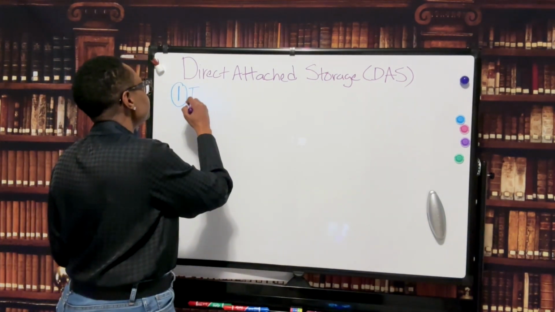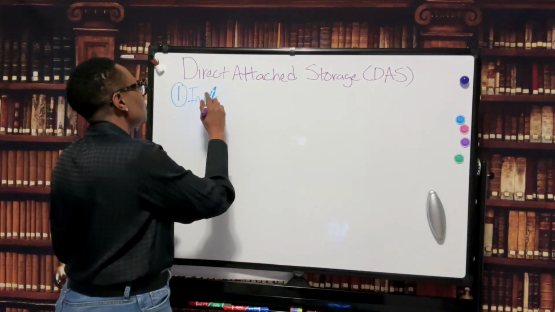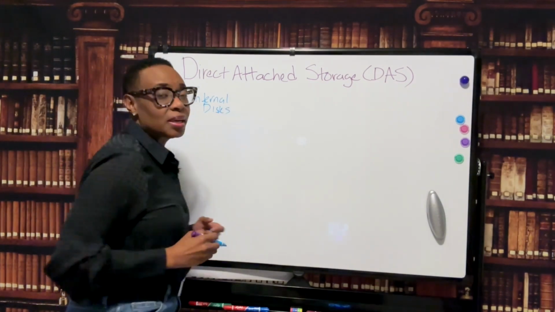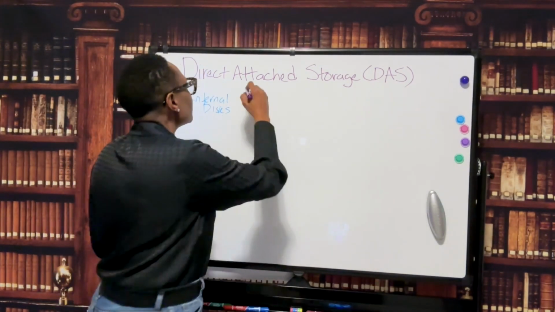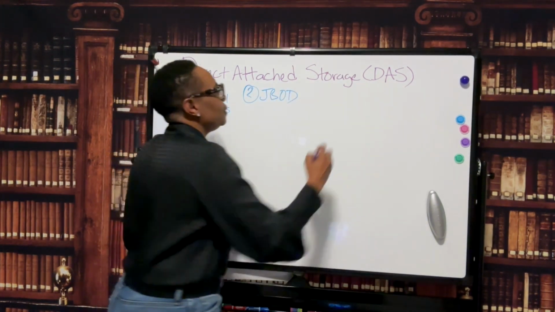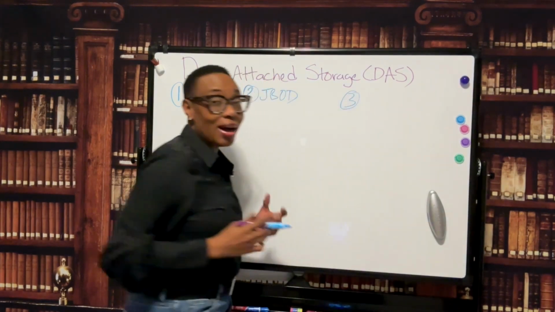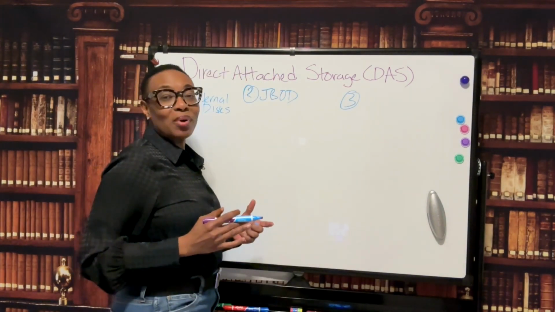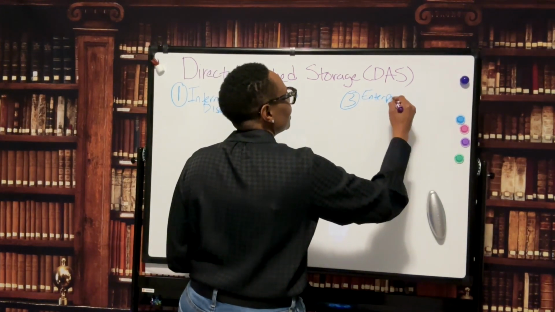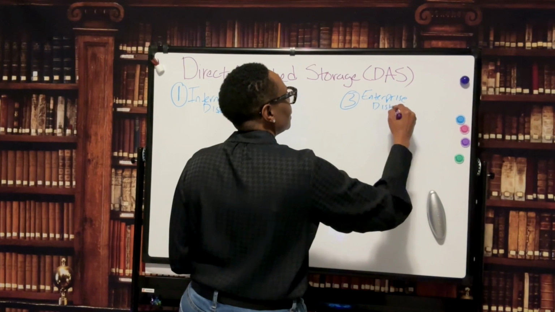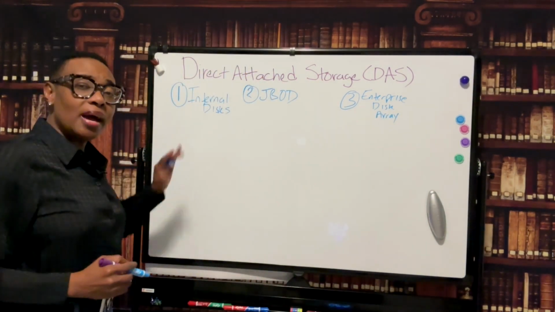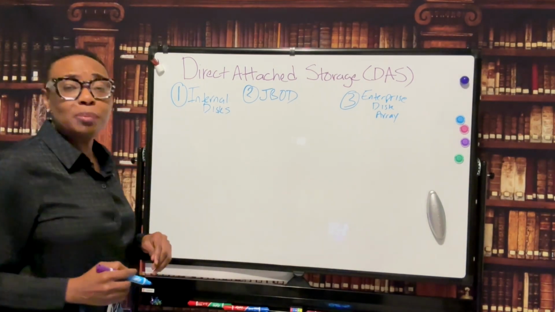Number one, these are three different ways organizations can implement direct attached storage. So two, have a JBOD. And then number three, which is my favorite, an enterprise disk array. And I'm going to put enterprise here. Okay, so let's diagram what option number one is.